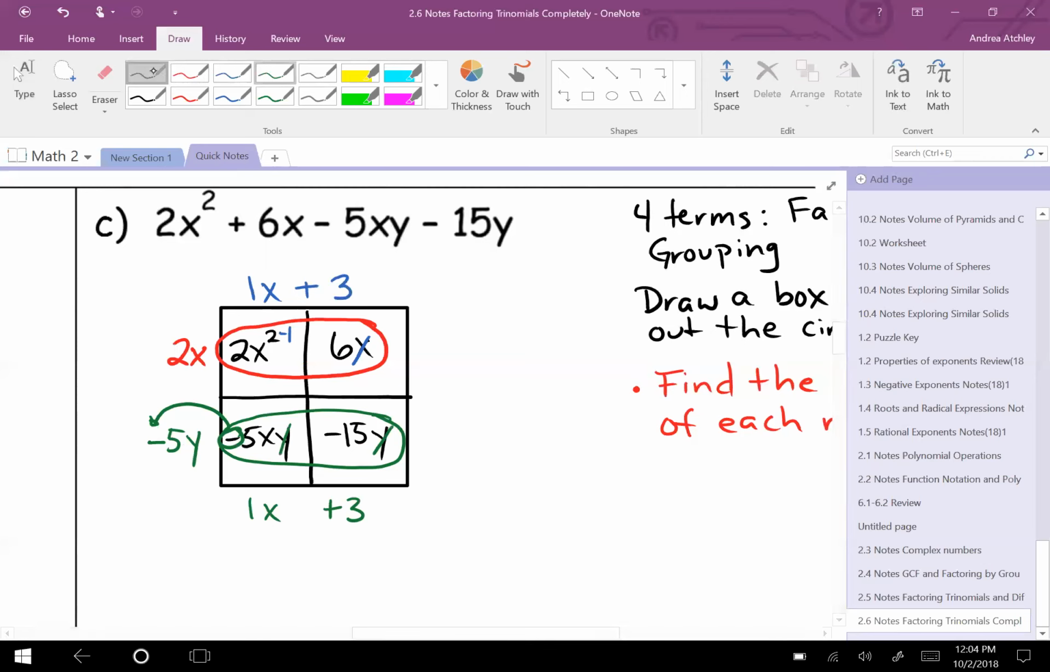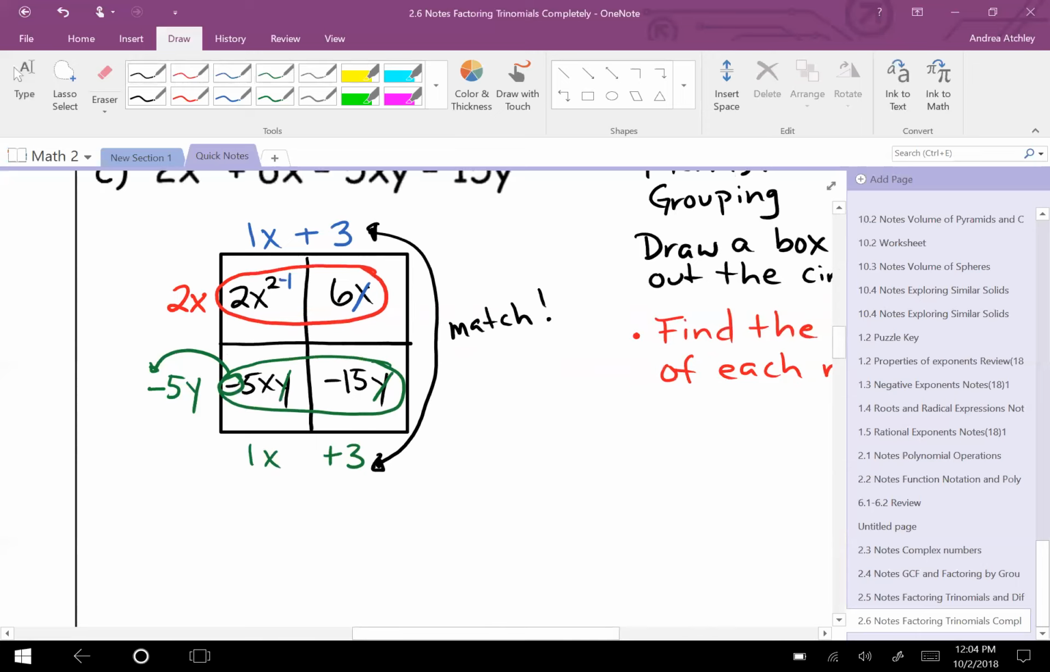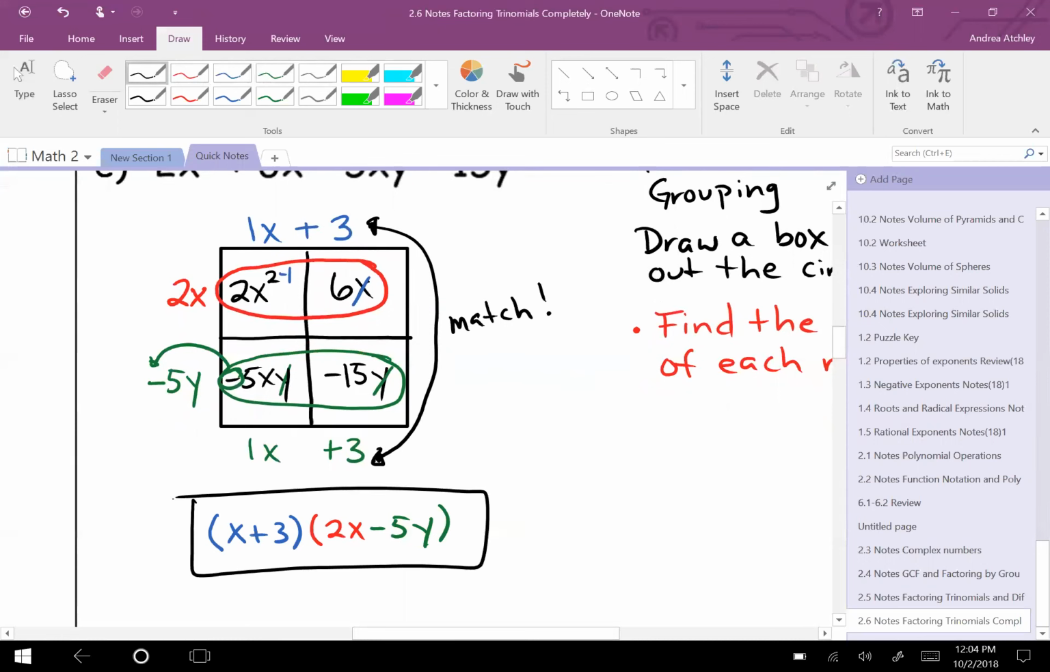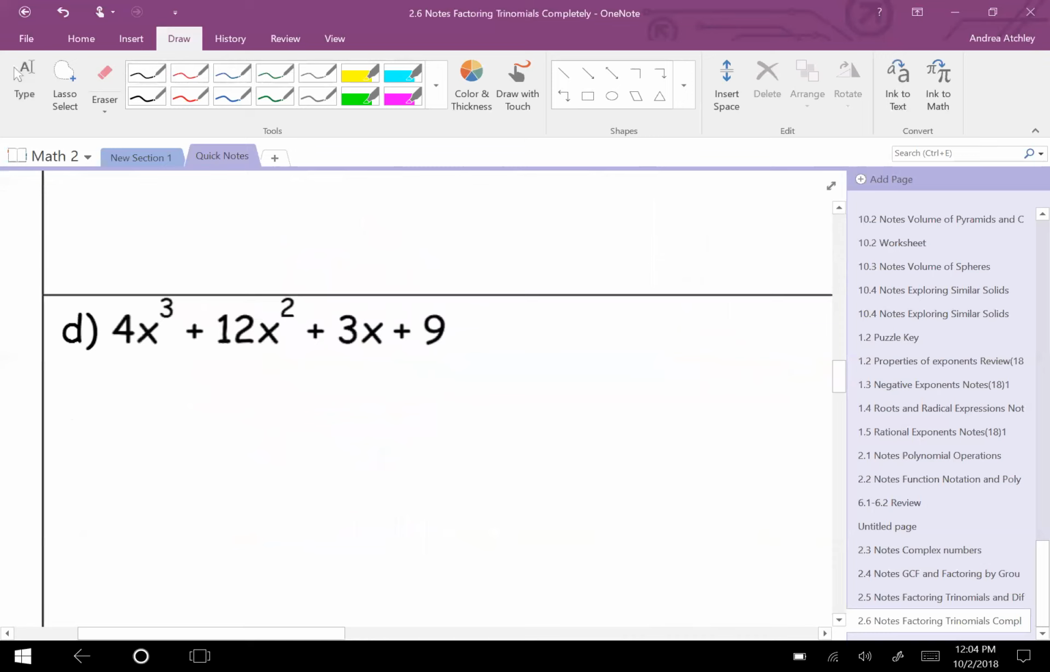Now remember, we had to make sure that both of those match. If they don't match, then we've done something wrong. Go back and fix it. So I just need the length of the sides. So the length of my sides are x plus 3, and the other length is 2x minus 5y. There's your answer. Any questions over that? Okay, do the next one in your pairs.